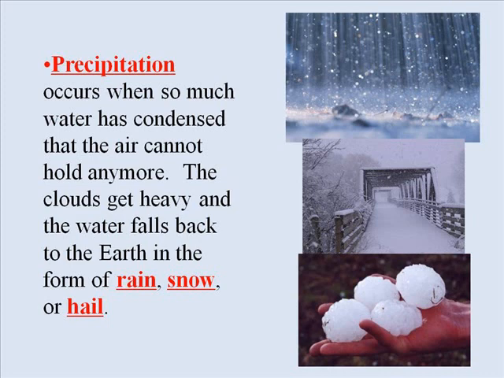Precipitation occurs when so much water has condensed that it is too heavy for the air to hold. So the water has to fall back to Earth. And water is going to fall back in one of 3 different forms. It's going to fall back as rain, snow, or hail. We're going to talk about these 3 more in class and why they're so different from each other.